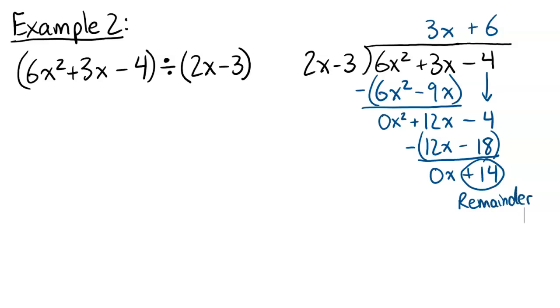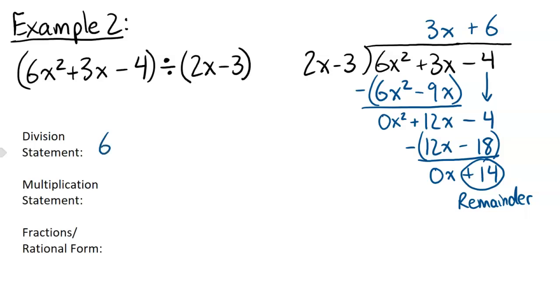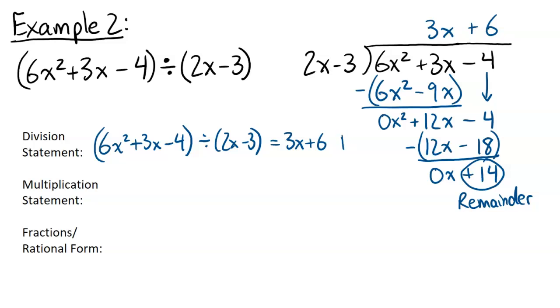And so now I'm going to write that answer out in the 3 different ways again. So as a division statement, I can write that as 6x squared plus 3x minus 4 divided by 2x minus 3, just like I had on the top left of your screen. And then that's equal to 3x plus 6 with remainder 14. R14.